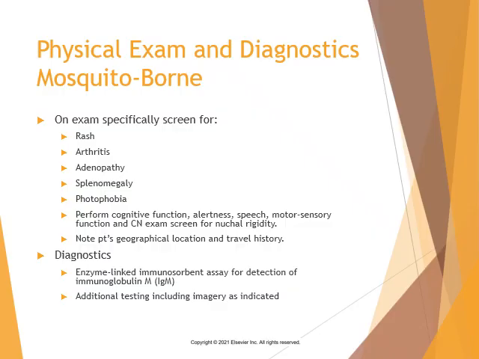So, as with much of what we've talked about here, travel history is important. Have they been in any wooded environments, forest areas? All important questions. Diagnostics, you can do an enzyme-linked immunosorbent assay to detect IgM. Additional testing and imagery as needed, depending on what presenting signs and symptoms you see or what your exam shows.